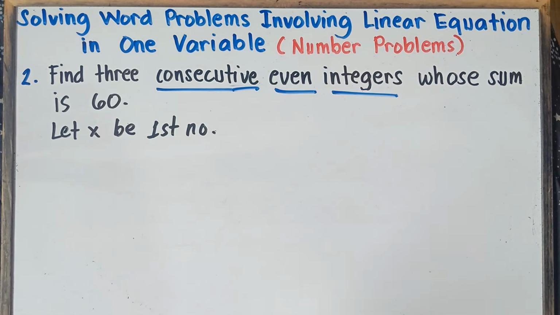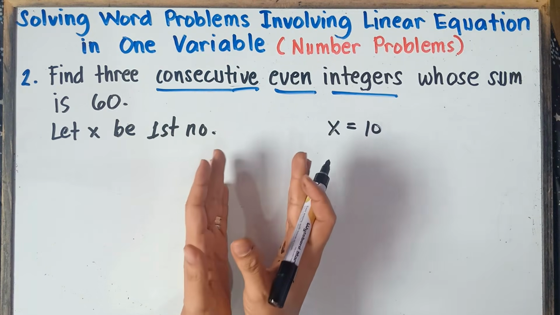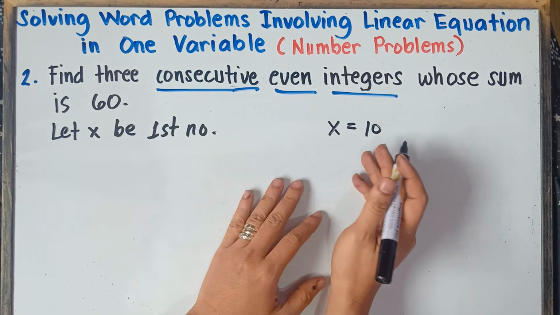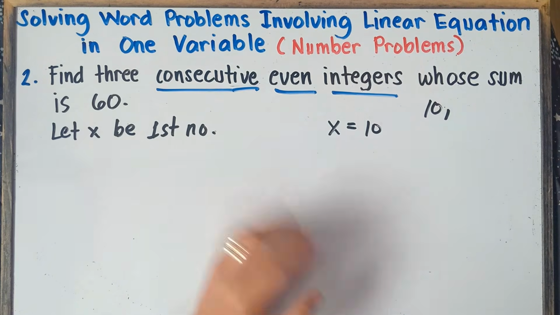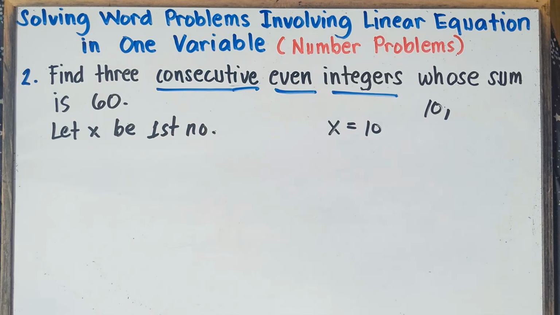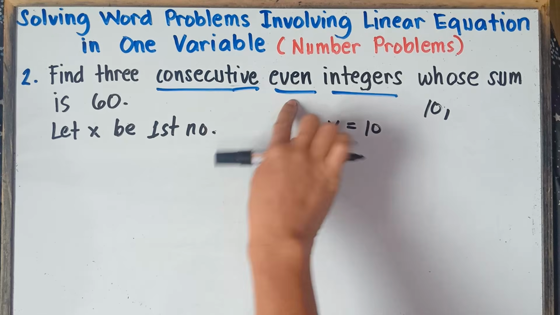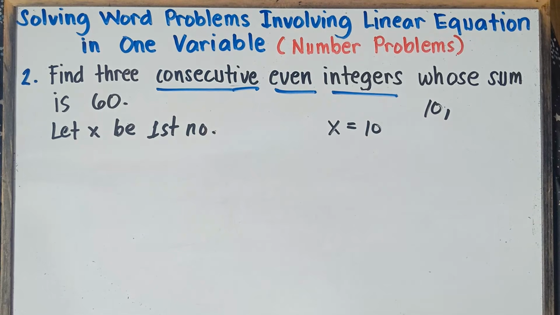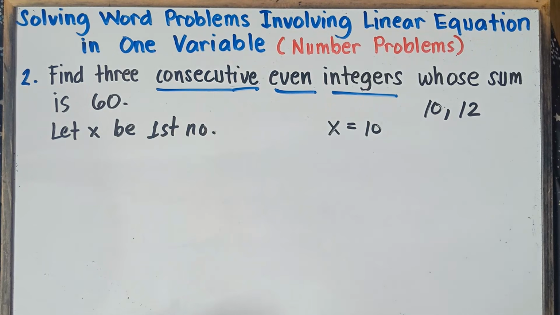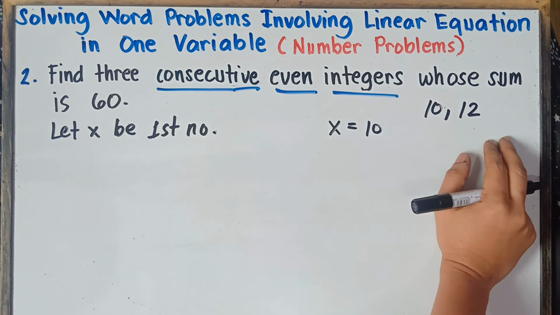Now, let's assume any number for x, class. If x is equal to 10, what would be the next number for 10? Once again, class, we're looking for consecutive even integers. What would be the next number for 10? That's correct. It should be 12, right? It's not 11, class. We're looking for even integers. Is it 11 or 12? That's correct. It should be 12. So the next number after 10 should be 12. And the next number after 12 should be 14, right?